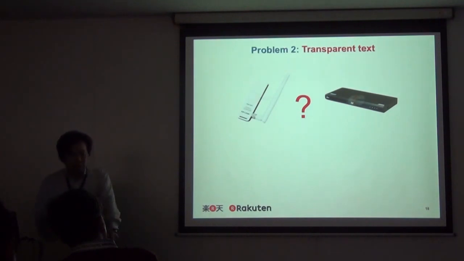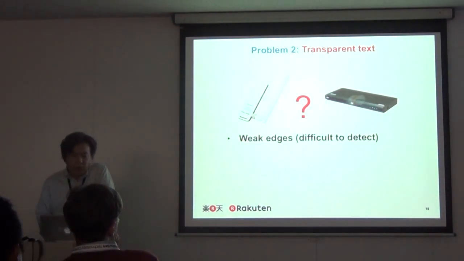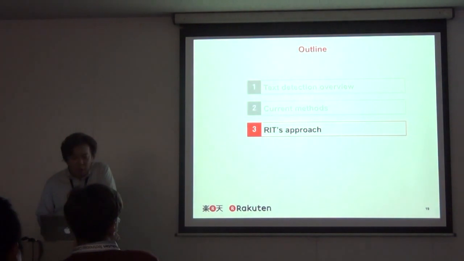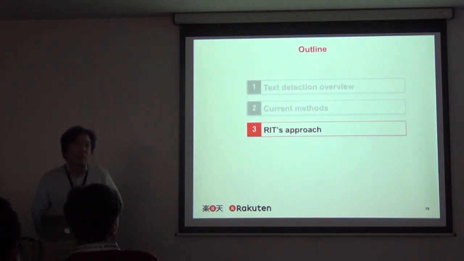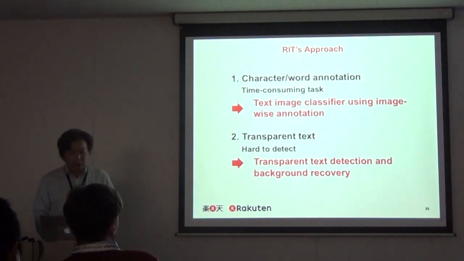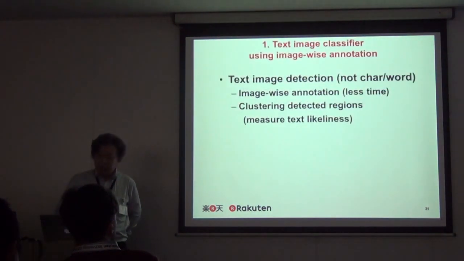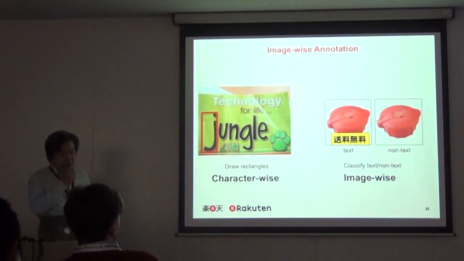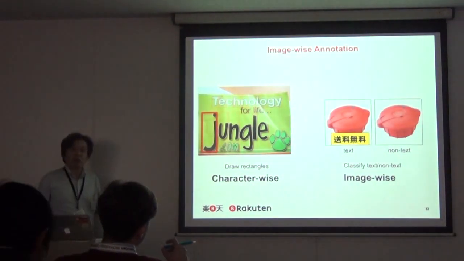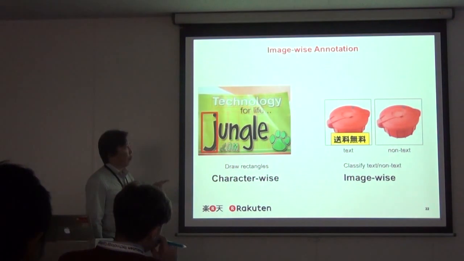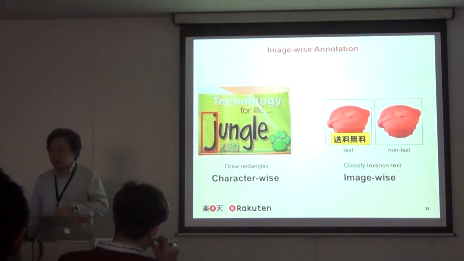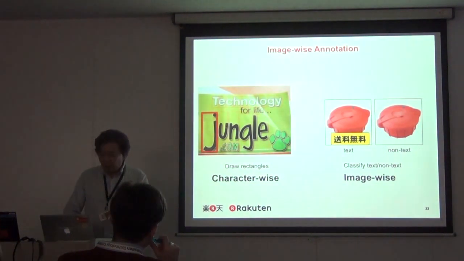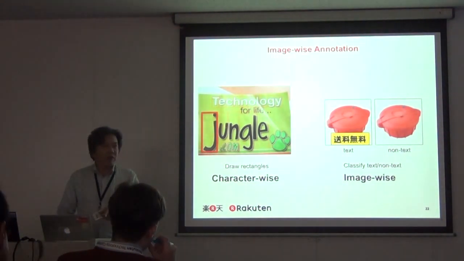Then the second problem we are looking at is transparent text, which is more difficult to detect because edges are weak. So I'm going to introduce a solution to solve these problems. We are working on the character and word annotation problem by developing a text image classifier, and also working on transparent text detection. So we are working on image-wise annotation. Compared to character-wise annotation, image-wise annotation is much simpler, just to annotate whether the image contains text or not. So it's much simpler, less time-consuming, and more efficient.